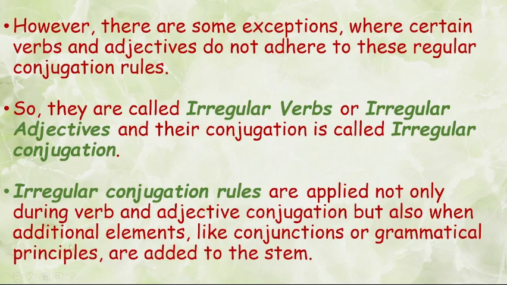Okay, now remember one thing that we are going to learn later on, but you should keep this in mind, that these irregular conjugation rules are applied not only during conjugation of verbs and adjectives, but also when some additional elements like conjunctions or different grammatical principles are added to the stem of the verb or the adjective. Okay, so these rules do not apply only at the time of conjugation. If you are applying any grammatical principle on verbs or adjectives, then also these irregular conjugation rules are applied on them. Okay, just remember this. This is higher level grammar. Okay, but just keep this in mind.